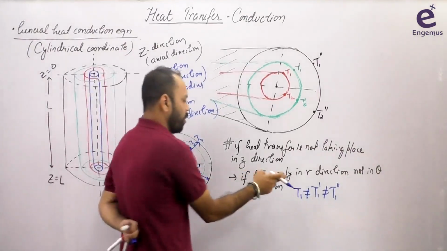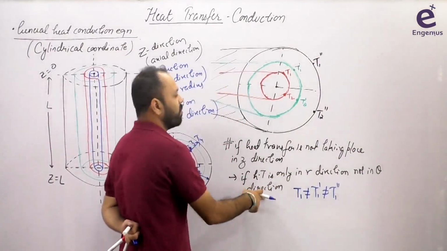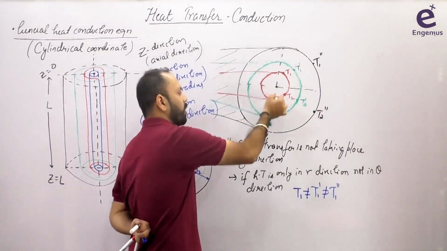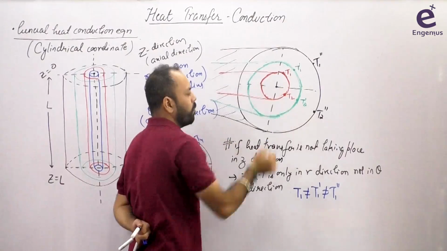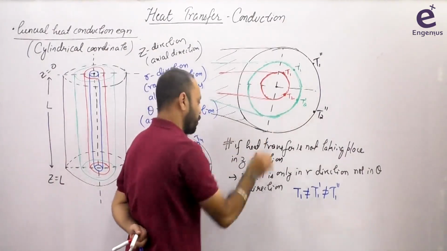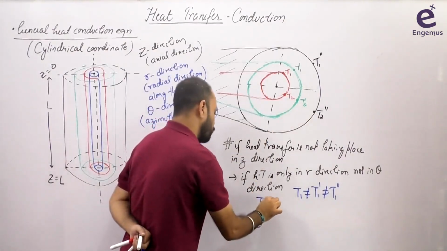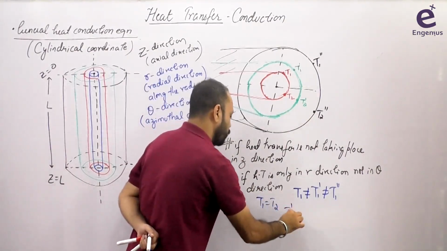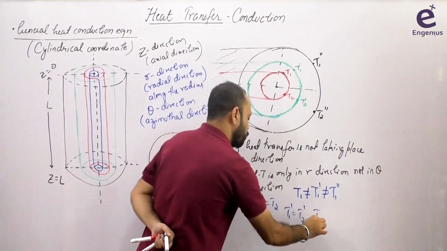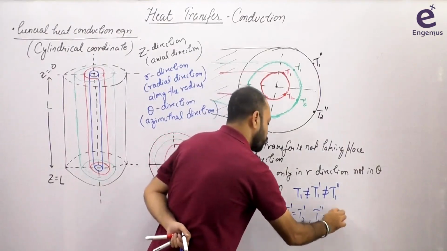But what you can say about heat transfer not taking place in the theta direction. This direction is the theta direction. So if there is no heat transfer in this direction, it means T1 must be equal to T2. T1 dash should be equal to T2 dash, and T1 double dash should be equal to T2 double dash.